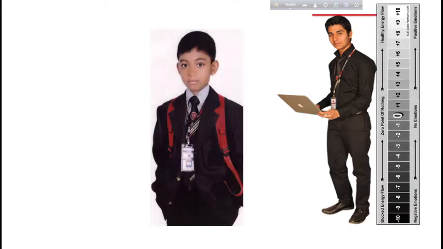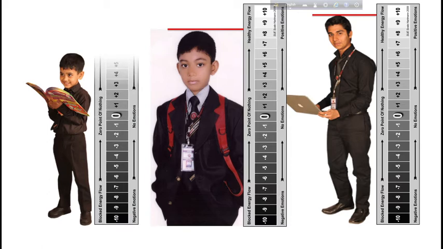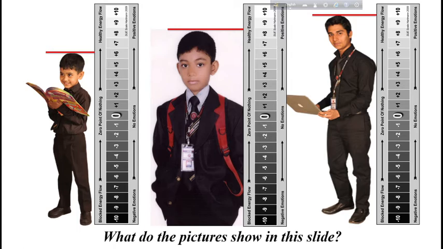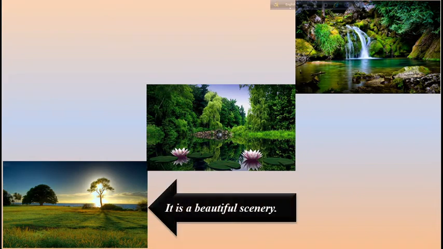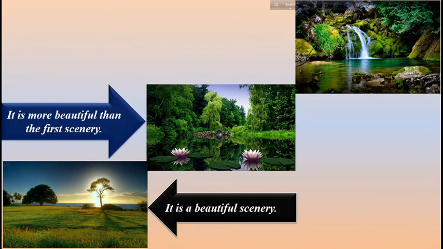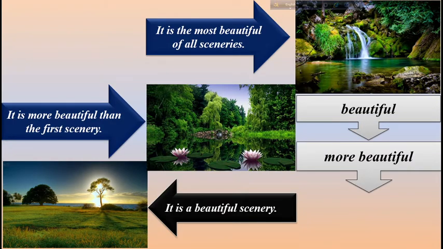Very interesting scene. Here you find three pictures of three scenes. What do the pictures show in this slide? There are three pictures. The first is a beautiful scenery. The second is more beautiful than the first scenery, isn't it? And the third picture is the most beautiful of all sceneries. Dear learners, are you clear? Beautiful, more beautiful, most beautiful.